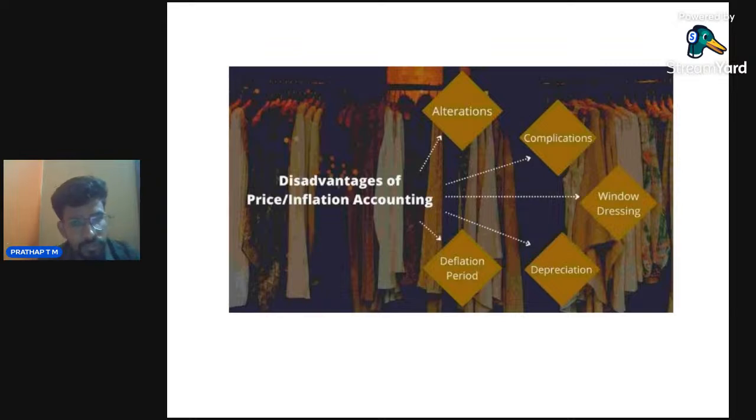The disadvantages. In a deflation period, we are not able to determine the deflation's value in your financial statement. It's quite difficult to determine the depreciation of a company. In some cases, most companies, if it is positive, will show it in the books of accounts. If it is negative, they won't show it. That is window dressing. Then complications: the methods are very difficult to determine. Some natures of items we are not able to determine exactly. So these are the problems which we face while using inflation accounting.